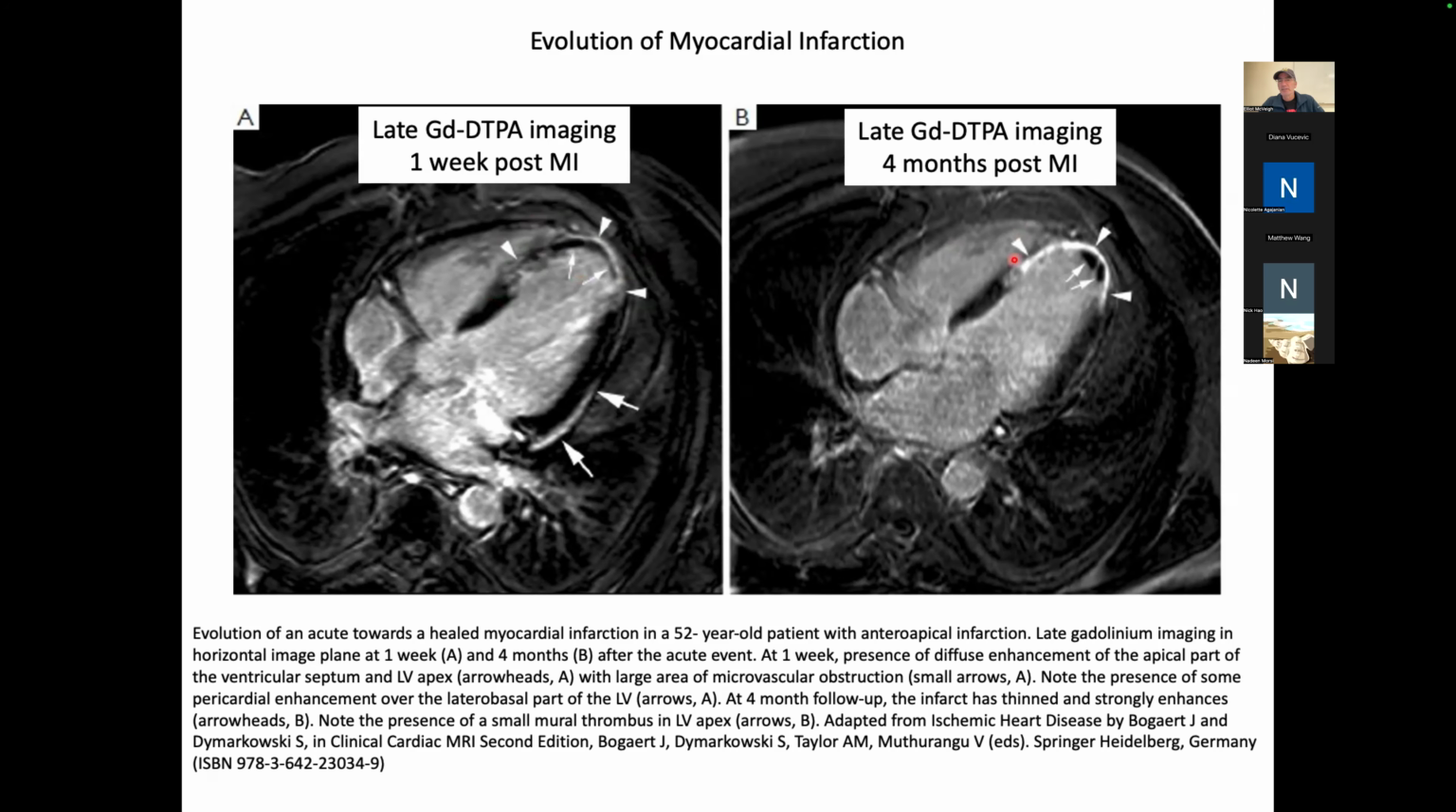4 months after this, we come back and do this exact same procedure. We inject gadolinium DTPA, and then we make an image. And that contrast has essentially gone into tissue that's infarcted, and it gets stuck there. And so now we can see the extent of the infarct. It looks quite different, right, than it did back here.